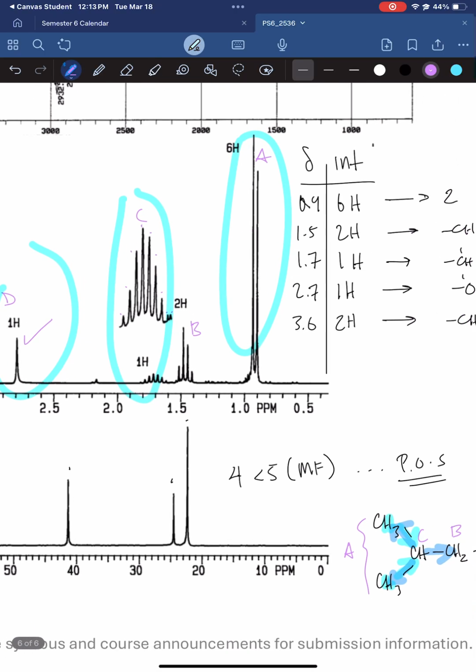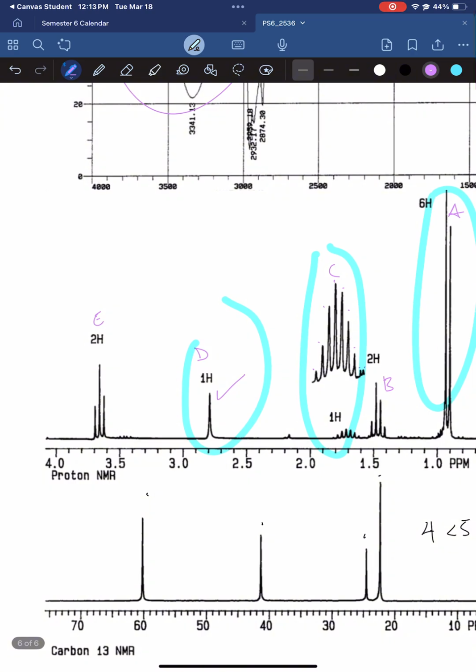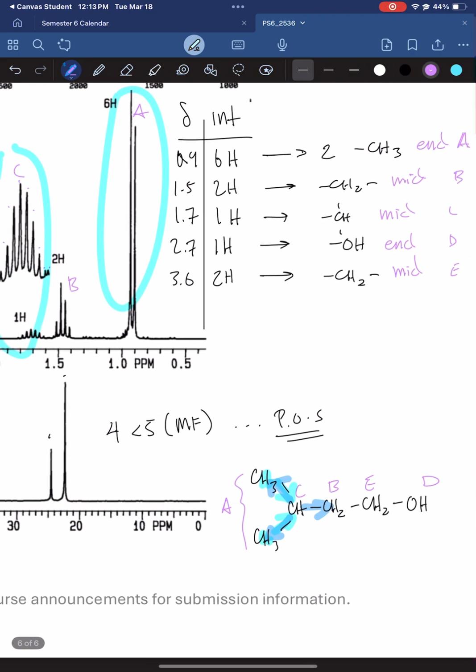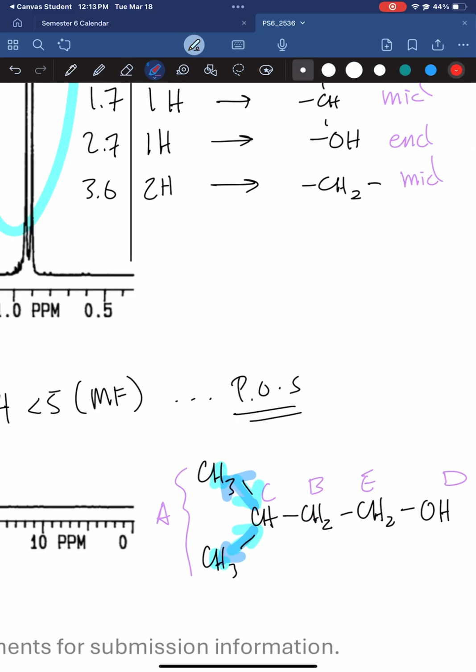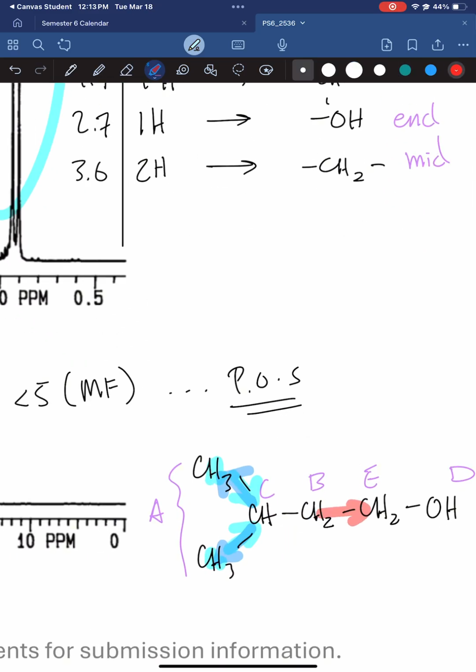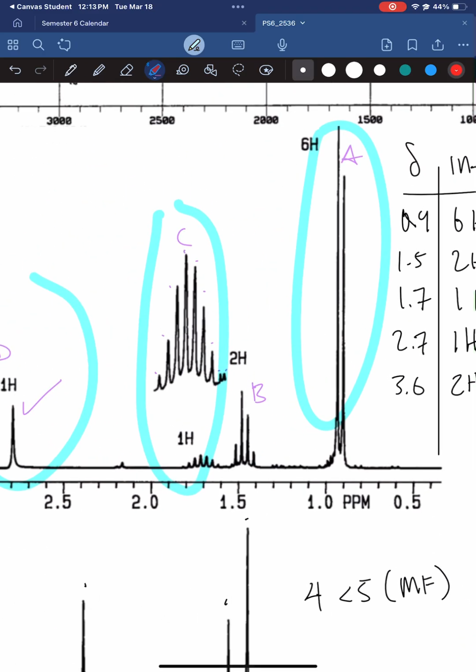Now for B and E, let's see if this makes sense. For B, let's look here first. Let's look at its neighbors. Over here we have 2 hydrogens, 1 hydrogen over here. That's 3 hydrogens total, n+1 gives us a quartet. So if we look at B, surely enough, 1, 2, 3, 4, a quartet, and this makes sense.